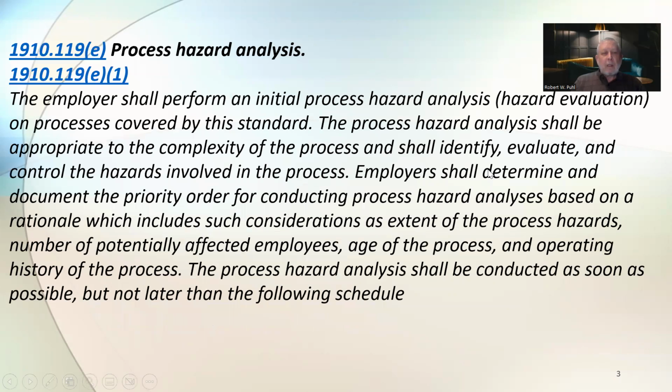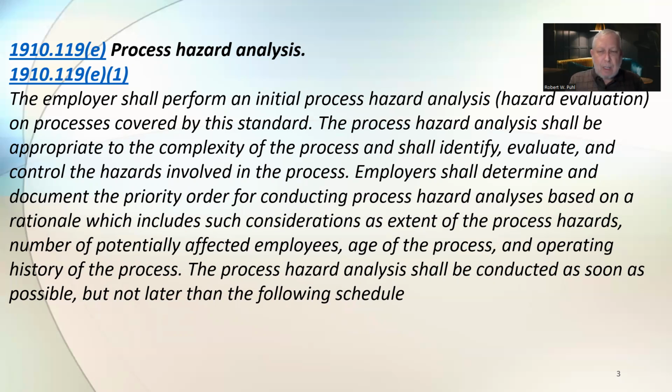Pretty simple. So the employer shall perform an initial process hazard analysis, they're calling it hazard evaluation, on processes covered by this standard. We already know what's covered by this standard and what's exempt. The process hazard analysis shall be appropriate to the complexity of the process. So a pretty simple process has a pretty simple analysis, and it shall identify, evaluate, and control the hazards involved in the process. Employers shall determine and document the priority order for conducting process hazard analyses based on a rationale which includes such considerations as extent of the process hazards, number of potentially affected employees, age of the process, and operating history of the process.